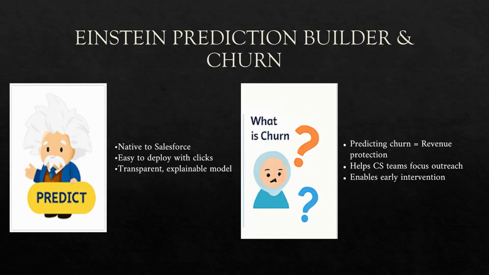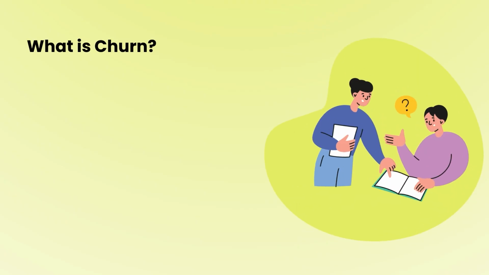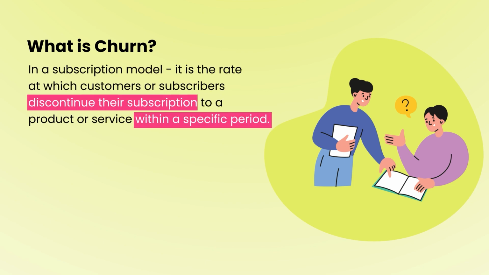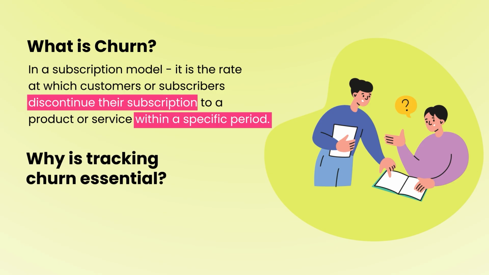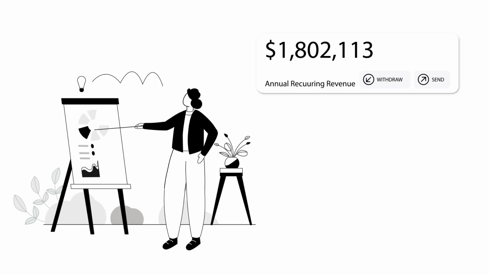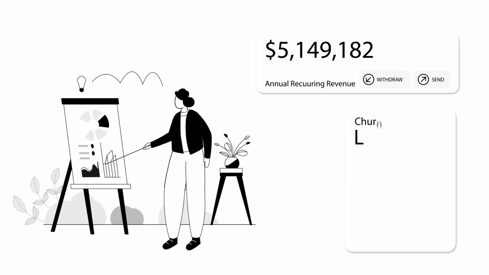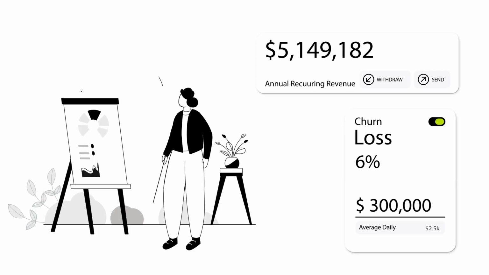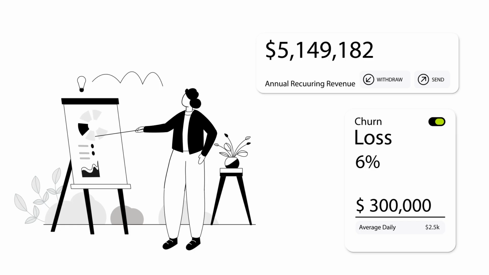Let's step back for a moment. What exactly is churn and why does it hurt so much? In a subscription business, churn is the percentage of customers who stop paying over time and it hits recurring revenue directly. Example, for a 5 million ARR company, a 6% churn rate equals $300,000 in annual losses.